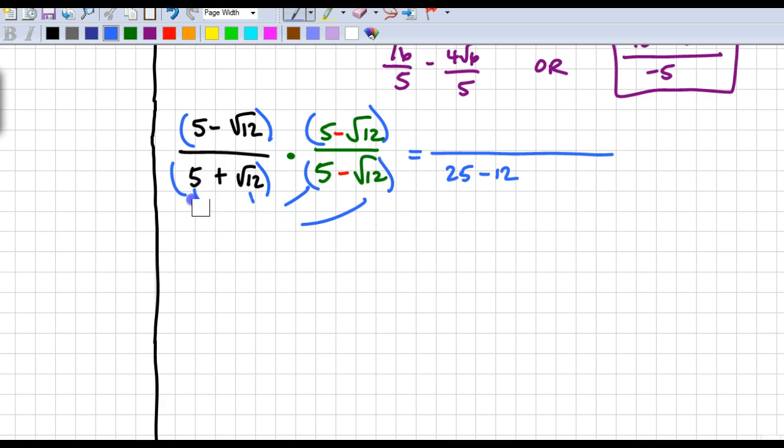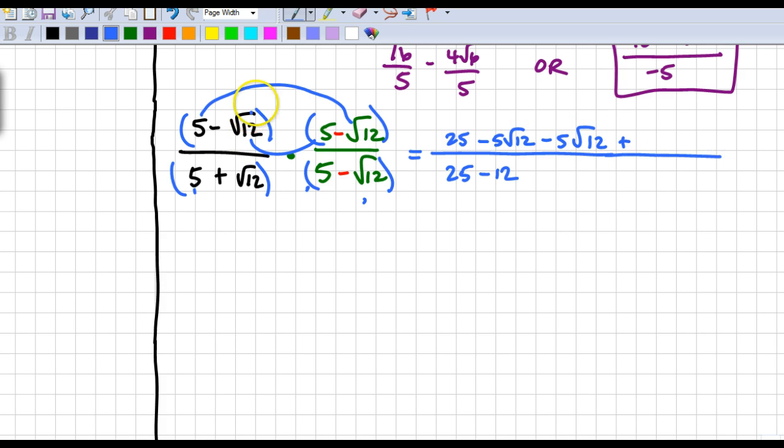On the top I'm going to get 5 times 5 for the first terms, so I get another 25. On the outside I'm going to get negative 5 square root of 12. Inside I get the same thing, another negative 5 square root of 12. And then when I do square root of 12 times square root of 12, both being negative, I'm going to get a positive 12.